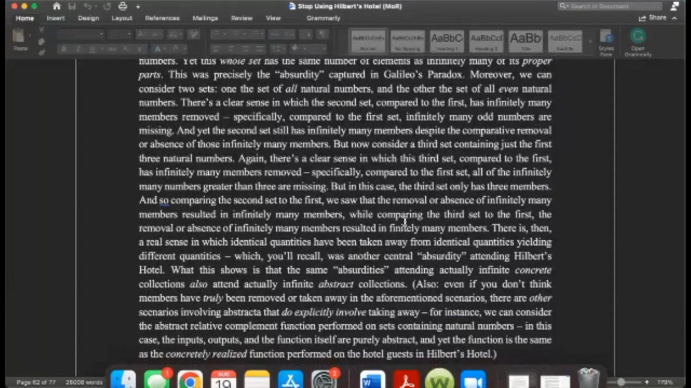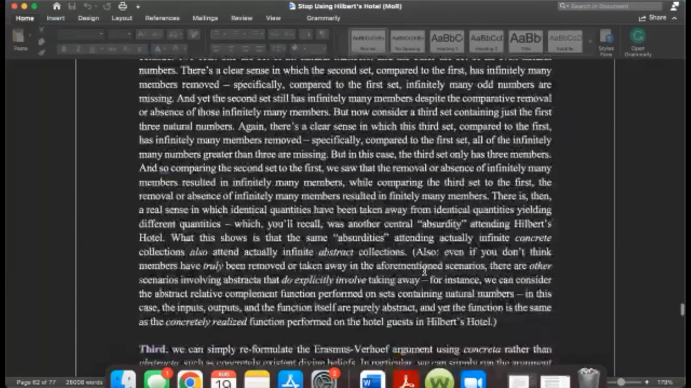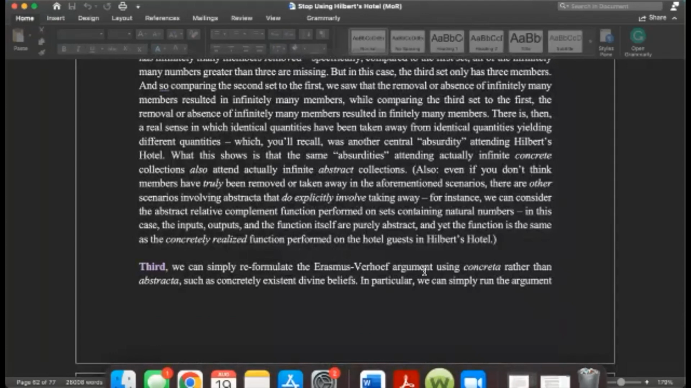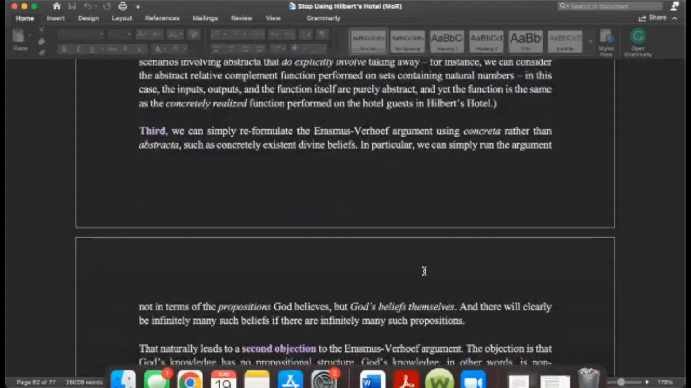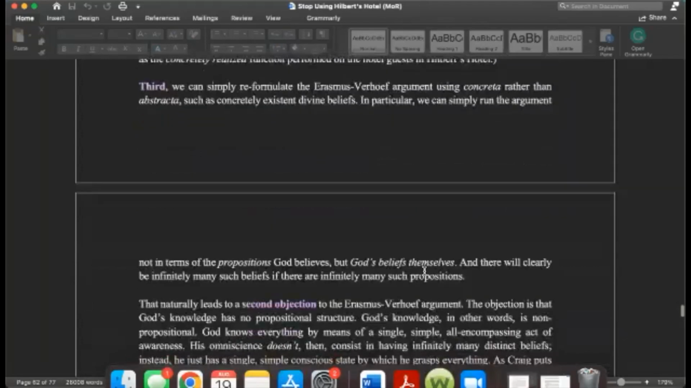For instance, we can consider the abstract relative complement function performed on sets containing natural numbers. In this case, the inputs, outputs, and the function itself are purely abstract, and yet the function is the same as the concretely realized function performed on the hotel guests in Hilbert's Hotel. So the third problem with the response that we considered earlier is that we can simply reformulate the Erasmus-Verhoef argument using concreta rather than abstracta, such as concretely existent divine beliefs. In particular, we can simply run the argument not in terms of the propositions God believes, but God's beliefs themselves. And there will clearly be infinitely many such beliefs if there are infinitely many such propositions.